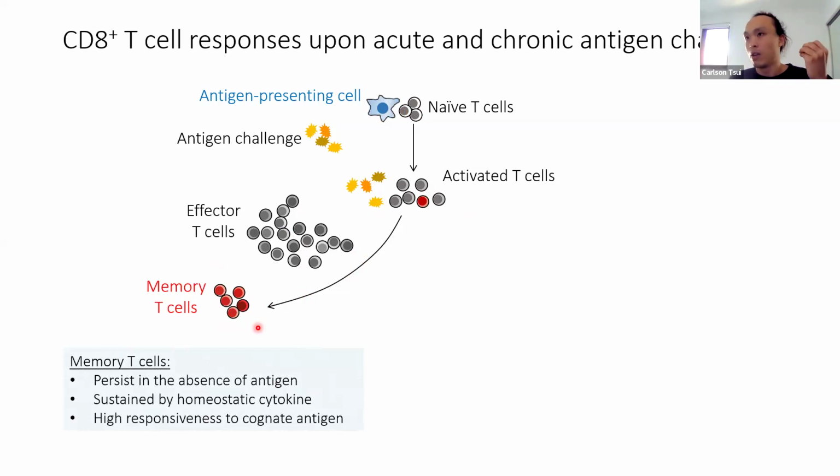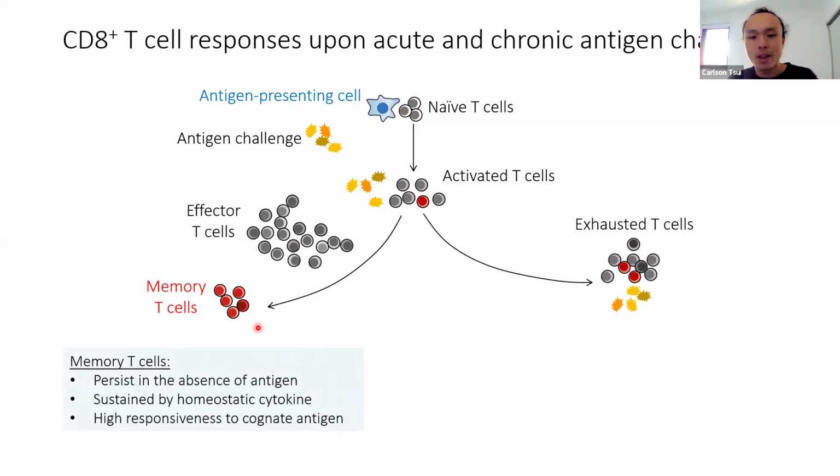Also, the key features of memory T cells are the high responsiveness to the cognate antigen, to reactivation. In contrast to that, in the context of chronic infection, this differentiation trajectory does not take place. Instead, activated T cells are quickly diverted into a dysfunctional state, which we call exhaustion. Exhausted T cells are unable to completely clear the virus, although they exert considerable control to the viral replication. They're not able to completely eradicate the virus, and they coexist with the ongoing infection for long periods of time.